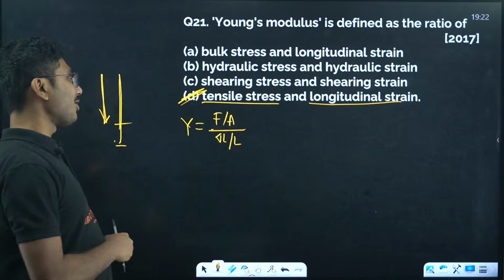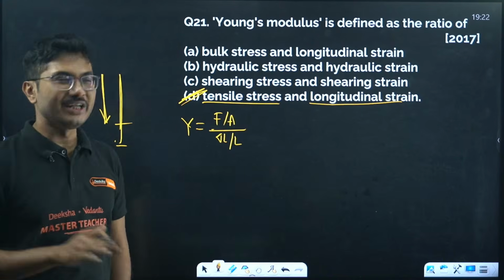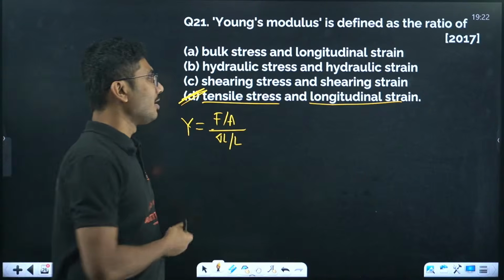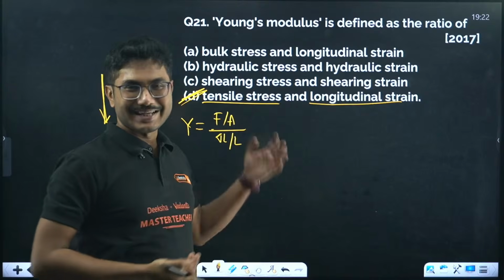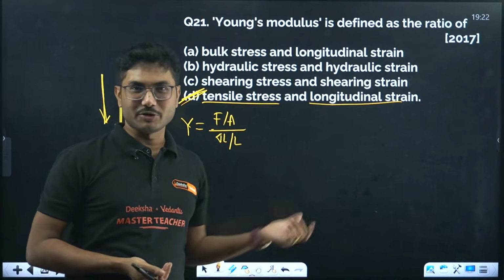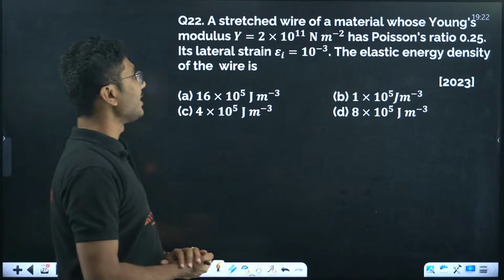Noor, not option A. Bulk stress by longitudinal strain has no meaning. Bulk stress by bulk strain is bulk modulus, which is hydraulic stress by hydraulic strain. Hydraulic stress by hydraulic strain is the same, bulk modulus. Shearing stress by shearing strain is shearing modulus. Okay, now let's move on to question number 22.